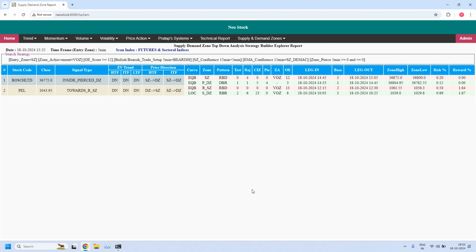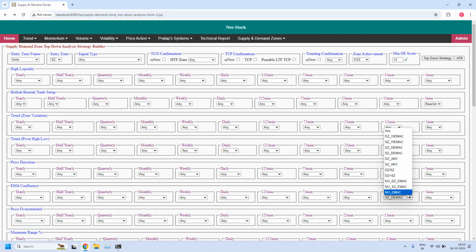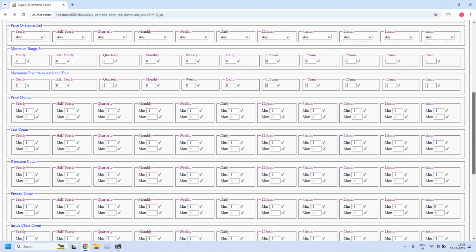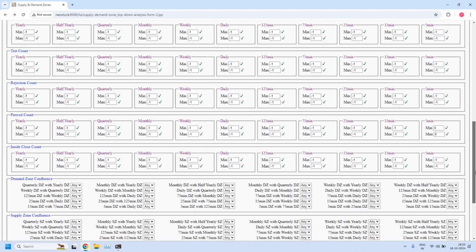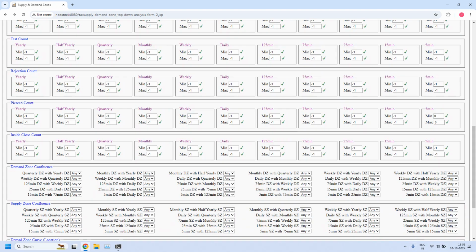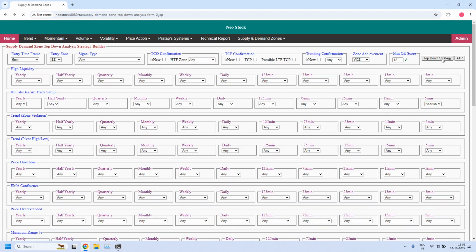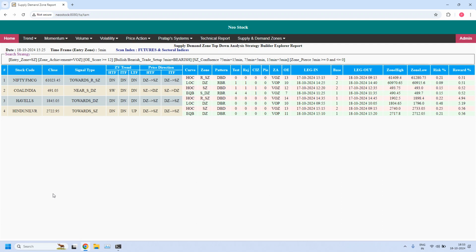Okay, next let us verify LTF, ITF, HTF confluence. Removing the EMA filter. That is the 5 minutes, 15 minutes and 75 minutes supply zone confluence. Already the 5 minutes and 15 minutes supply zone confluence filter is enabled. And two more filters, 5 minutes supply zone with 75 minutes supply zone confluence, and 15 minutes supply zone with 75 minutes supply zone confluence, are enabled. Now let's verify. We got 4 stocks.